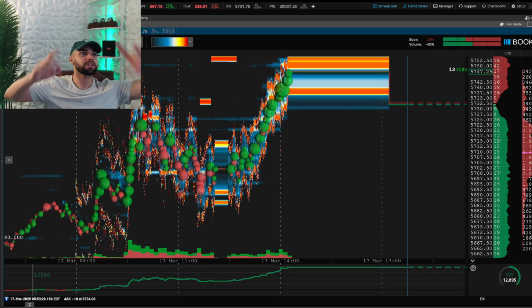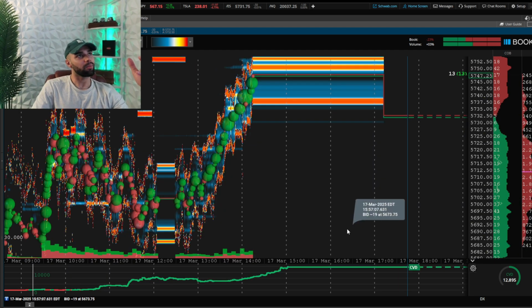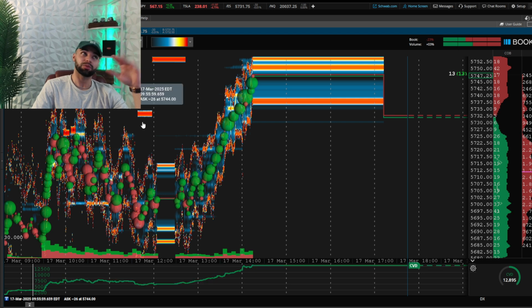What's up, y'all? This is how you're going to read the Bookmap, which is this thing you're seeing right here, if you're a complete beginner or a complete dummy. Let's get right into it. Now, this broken down is a lot simpler than it actually looks.